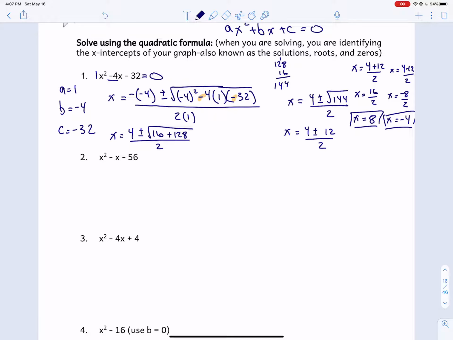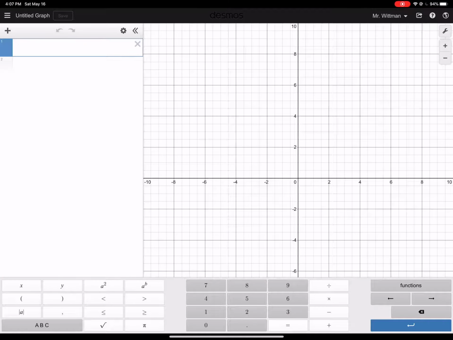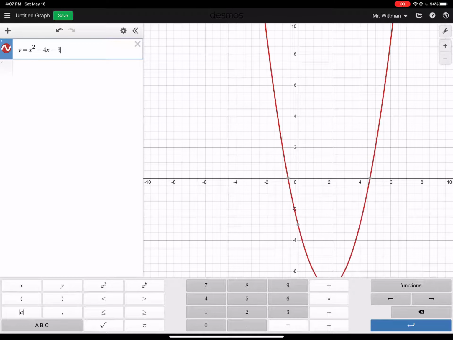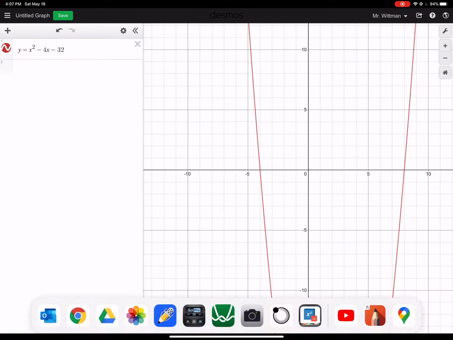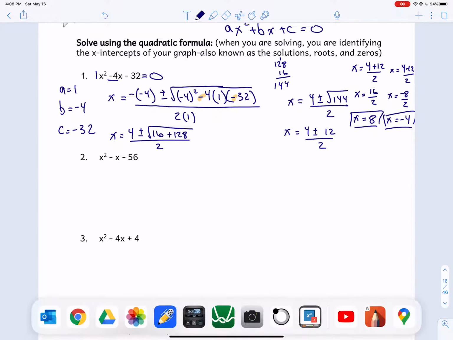And then how can we check our work? So I think the easiest way is just to graph it. I'm going to take that original equation, so x squared minus 4x minus 32 into Desmos. Okay, so y equals x squared minus 4x minus 32. So again, going back before we look at this. So going back, remember the numbers that we found are the x-intercepts, or the roots, or the zeros, or the solutions.